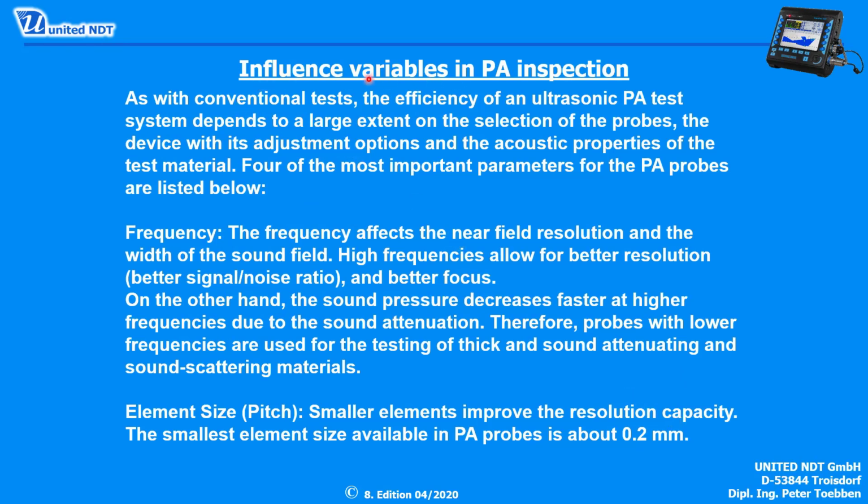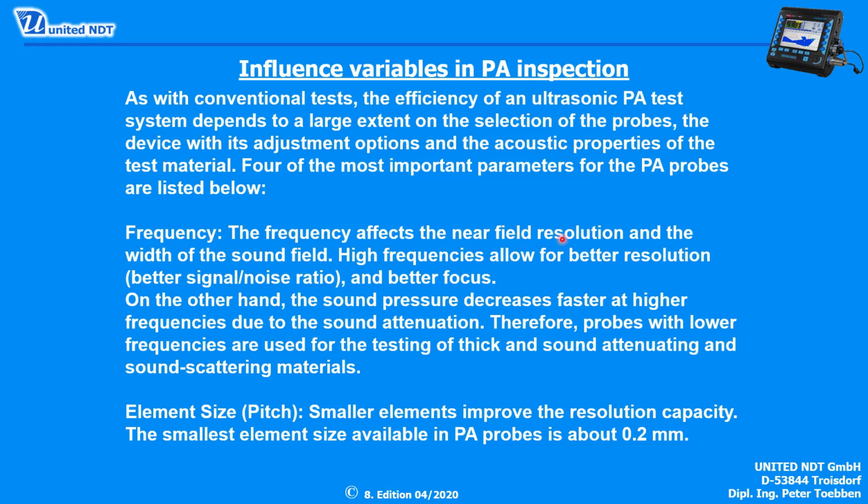So, influencing variables in a phased array inspection. As with conventional tests, the efficiency of the ultrasonic PA test system depends to a large extent on the selection of the probe, the device with its adjustment options, and the acoustic properties of the test material. Four of the most important parameters for the PA probes are listed below. First of all, the frequency.